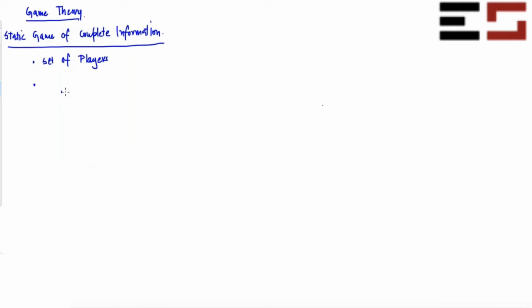The second thing is, we have to specify the possible actions that each player can take. We are going to call them action sets. Let's say A1 is the action set of player 1, A2 is the action set of player 2. So in general, Ai is the action set of player i.